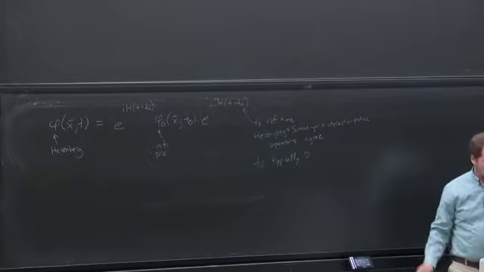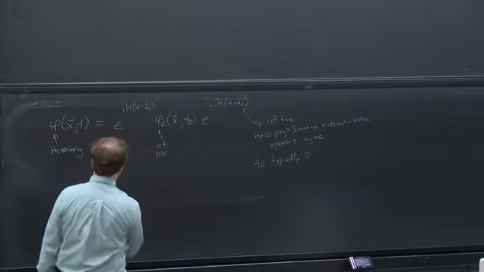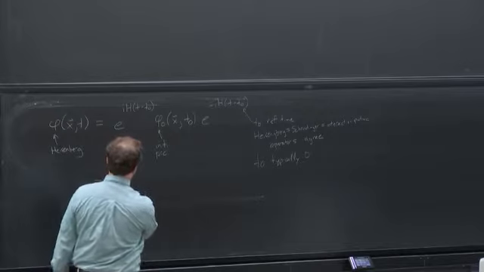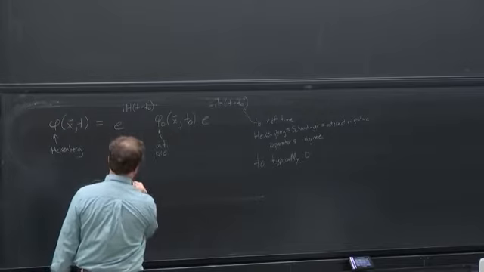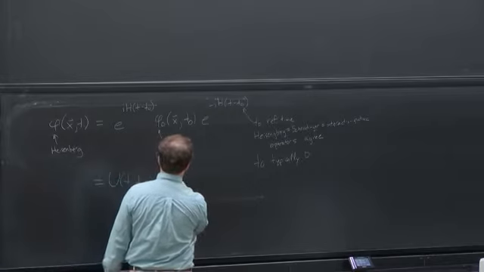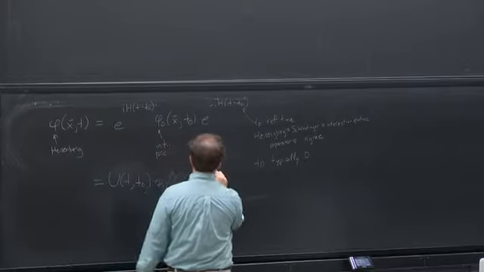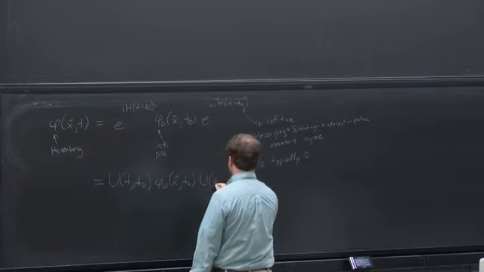I can write this in another way. Also write this as some time evolution operators. U of t, t naught, phi naught, x, t naught, of t naught, t.